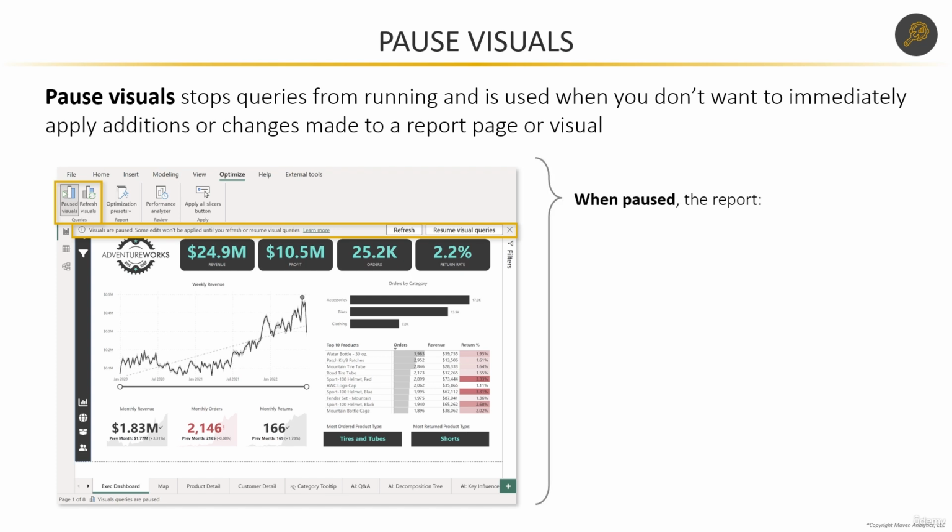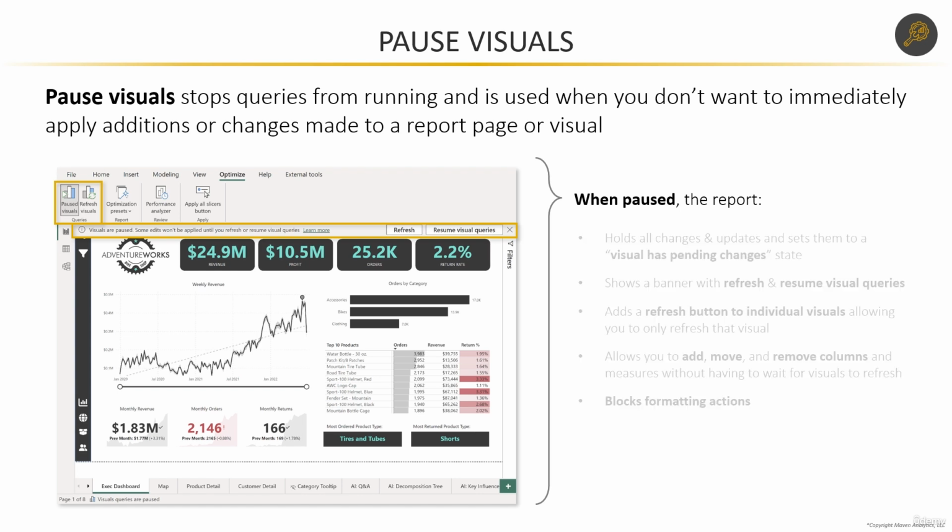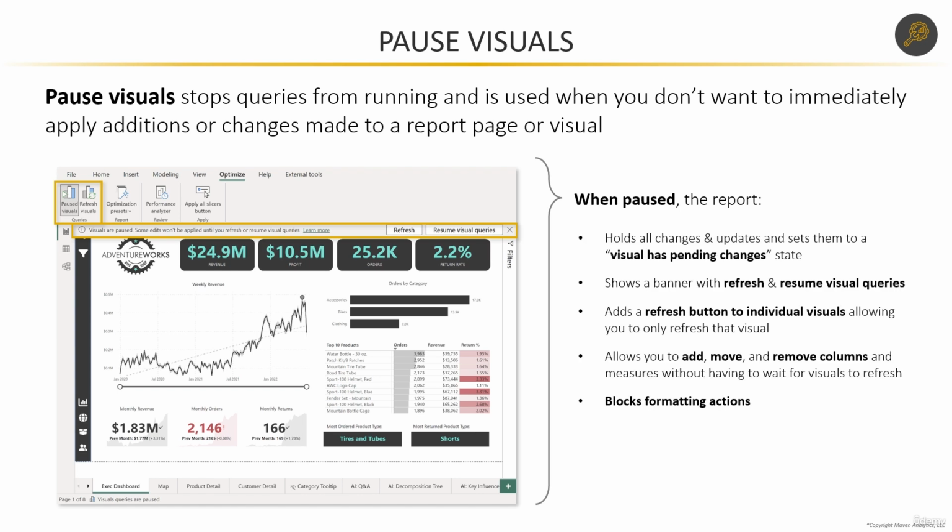Now, there's a couple of things that are important to keep in mind when visuals are paused. First, all changes and updates are held in a waiting area and are marked as the visual has pending changes. So once a refresh is triggered or visual queries are unpaused, any queries marked as visual has pending changes will be processed. The way that I like to think about this is imagine you have a line of shoppers that are waiting to check out at a grocery store or a market. Now, all of those shoppers are waiting in line for the cashier to open and to start processing their purchases, but they're really on hold until the cashier starts. So again, pretty basic example there, but that's kind of how I think about this.